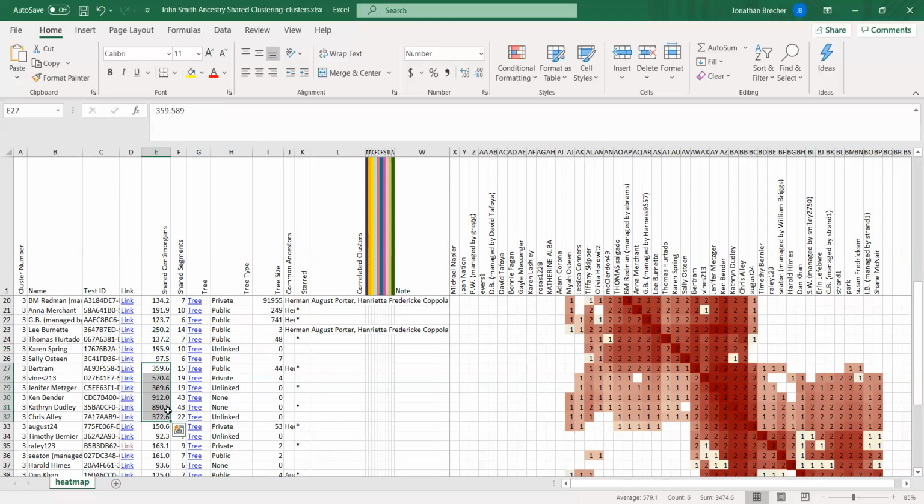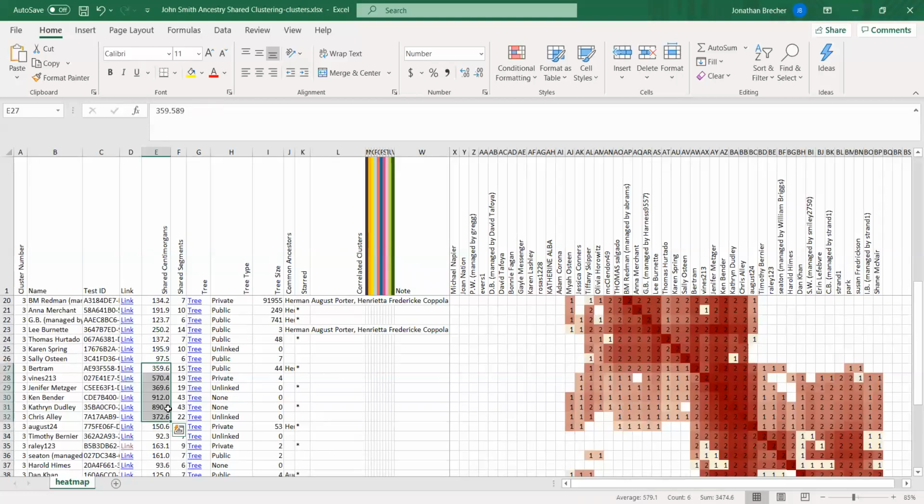From the shared centimorgans column, you can see that the matches in the overlap area have shared centimorgans in the range of 400 to 800 centimorgans. These are likely first cousins to the test taker. The matches on either side of the overlap area have shared centimorgan values in the range of 90 to 200 centimorgans. These are second cousins to the test taker.